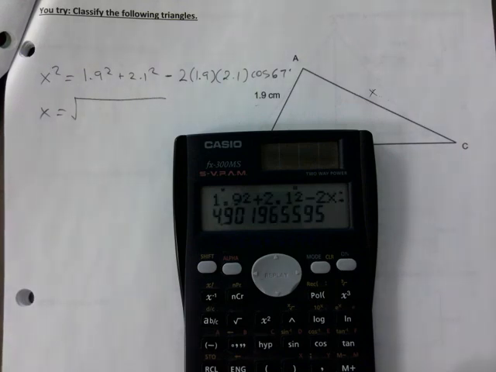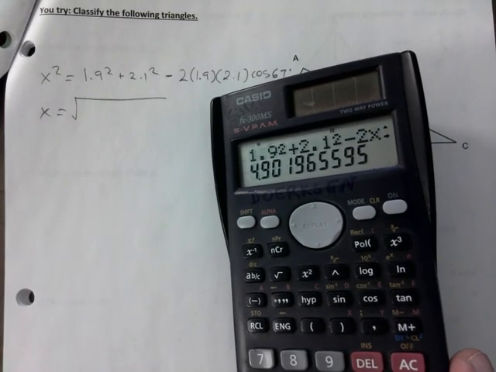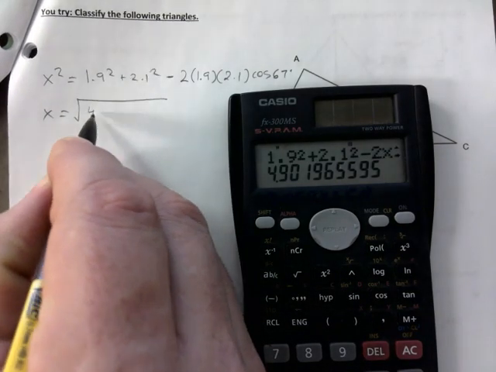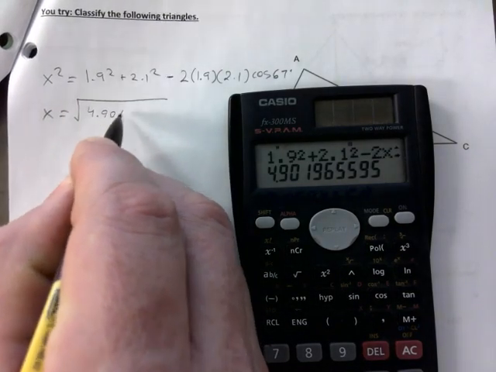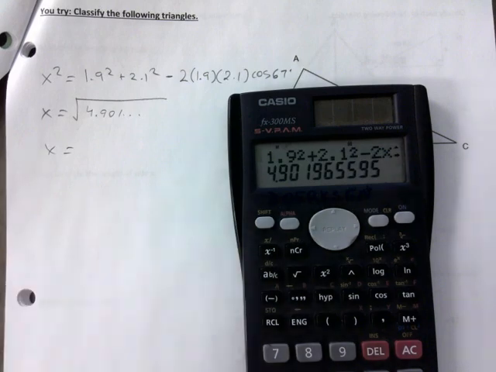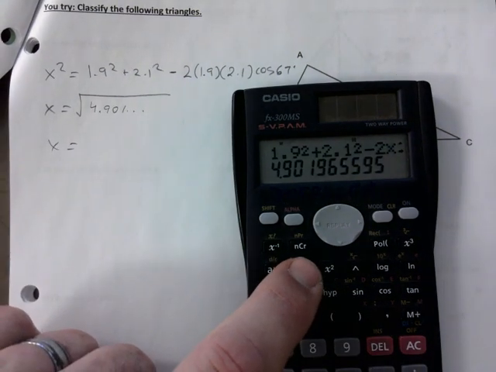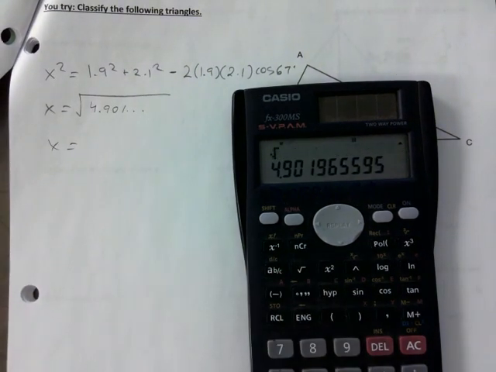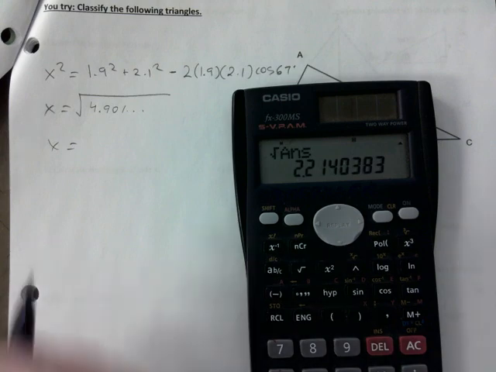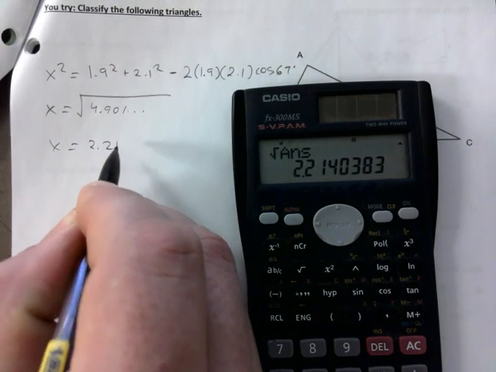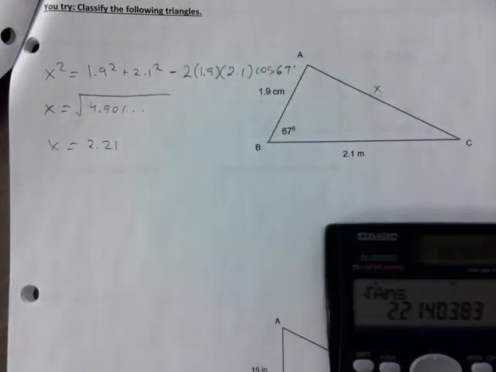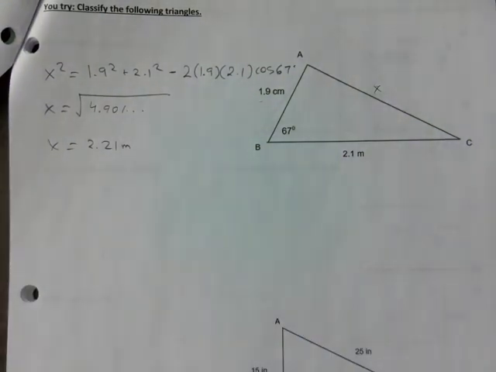I get that number, 4.90, and I want you to use all decimals if you want to get full marks. Sometimes rounding too soon results in a different answer. I take the root of that. It's 2.21. And what are we in? Meters? Okay, 2.21, let's write that in.